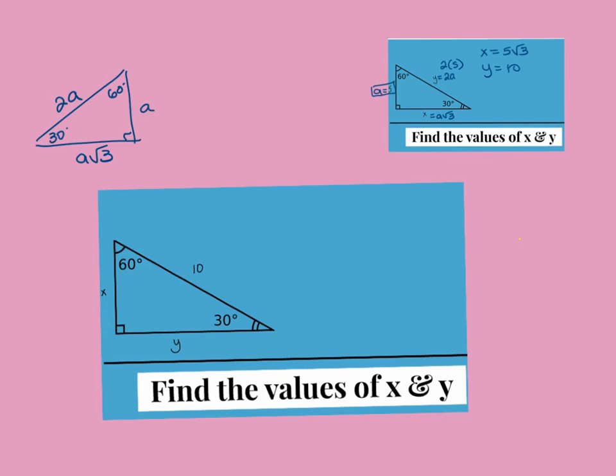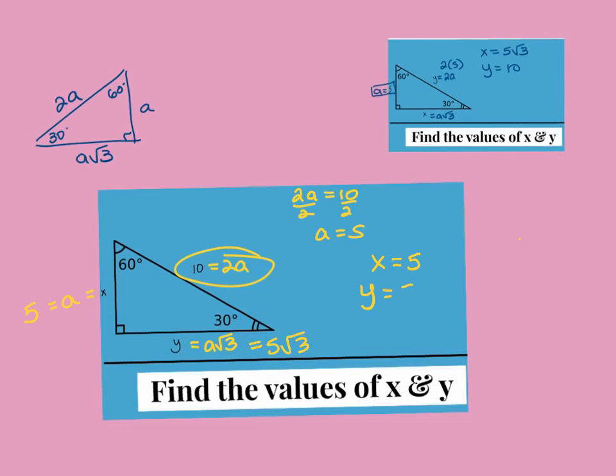Okay, now what side gets the A? The X. What side gets the A root 3? Y. What side gets the 2A? This time I gave you the 2A, right? So if 2A equals 10, what's A? A is 5, which means this side is 5, and this side is 5 root 3. X is 5, Y is 5 root 3. So once you get one, you basically got it all. You just got to figure out which one they gave you.